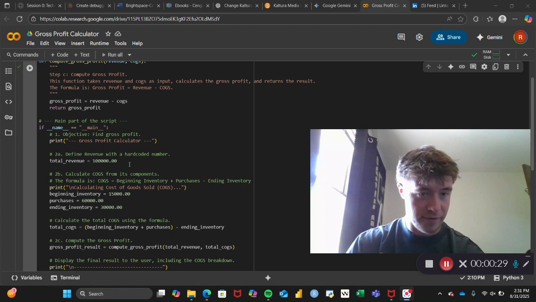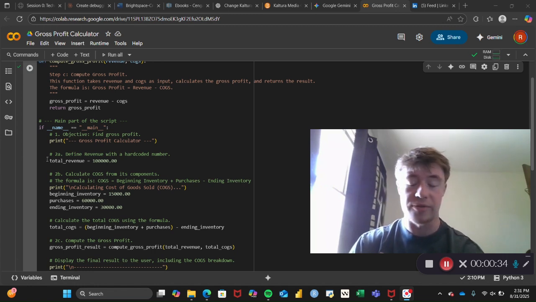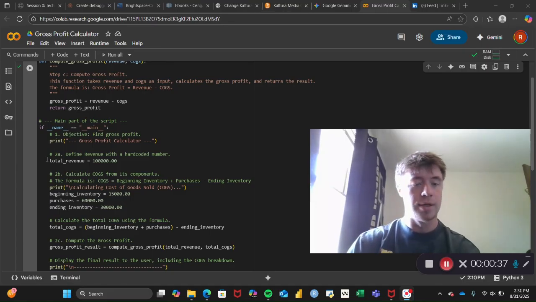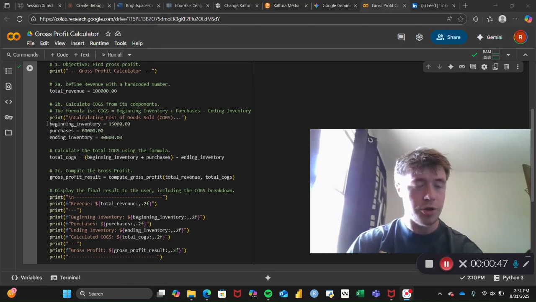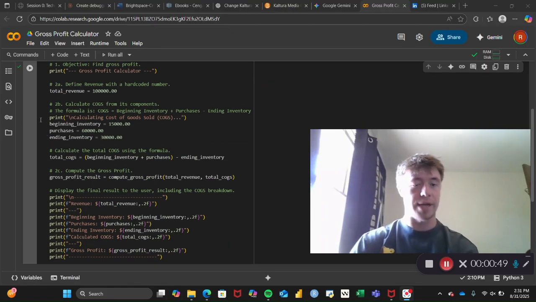So here we have an example, scrolling a little bit more down. We have a total revenue of 100,000. Revenue's pretty straightforward. Now cost of goods sold is just a tad bit more intricate. Scrolling down a little bit more, you can see that we have three things to look at here.